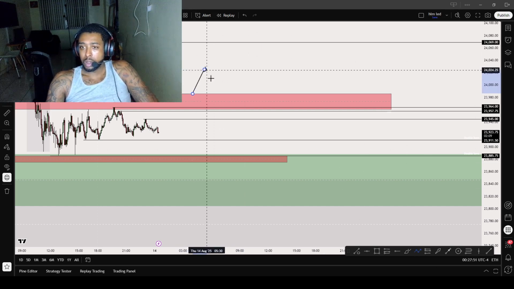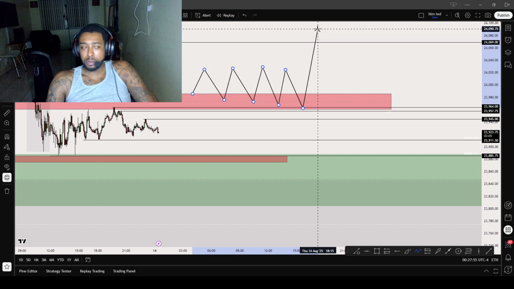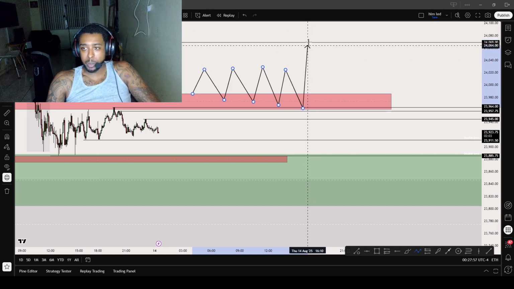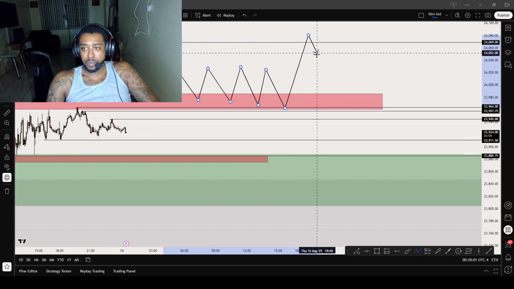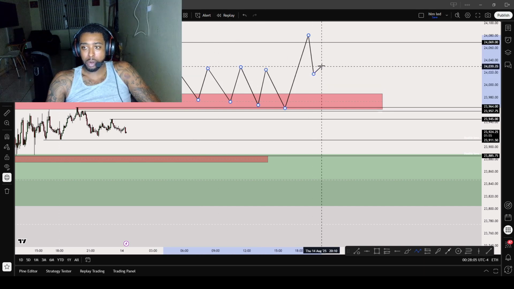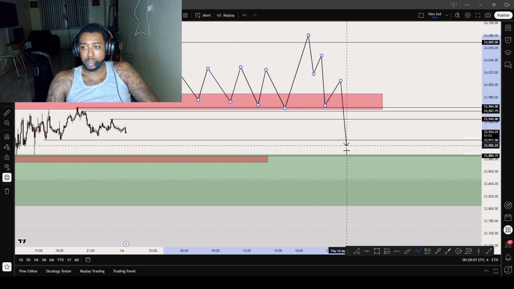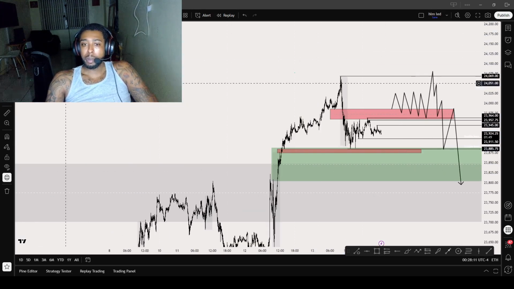So accumulation, then manipulation, right? Because we really want to go lower, so it's going to manipulate higher, tricking in all these people. Then when it comes to retest the level, there are going to be a whole lot more buy orders, and then we just fake out and distribute lower. So that's my bias on the day.